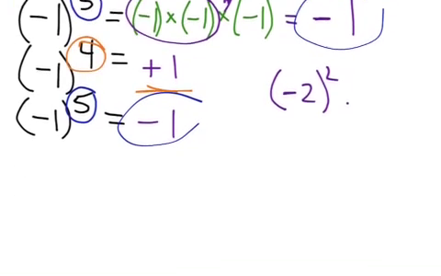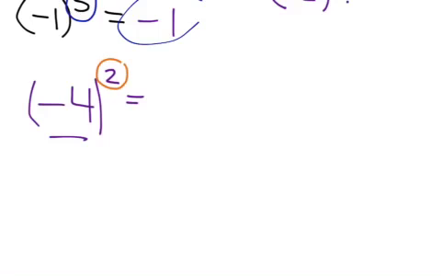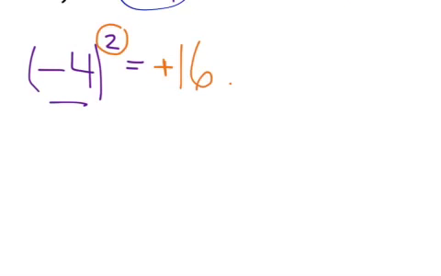Okay, let's try a couple more examples. Let's say we've got (-4) to the power of 2. Okay, first of all, are we dealing with a negative base? Yes, we are, because it's contained within brackets and the negative sign is inside it. Our exponent is even. That means our answer is going to be positive. What is 4 times 4? 16.